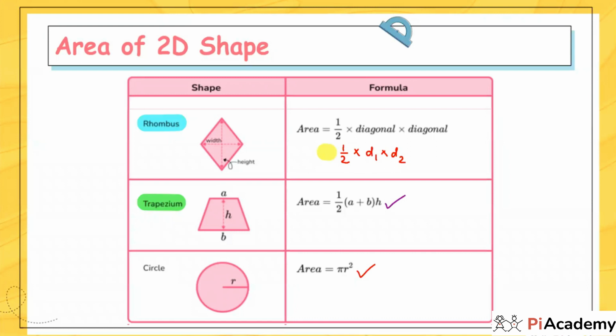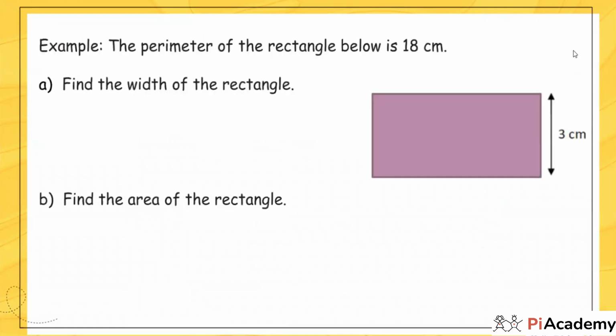So let me choose one person who can read this. Okay, I am choosing Avantika. Please read this. The perimeter of the rectangle below is 18 centimeters. A. Find the width of the rectangle. B. Find the area of the rectangle.